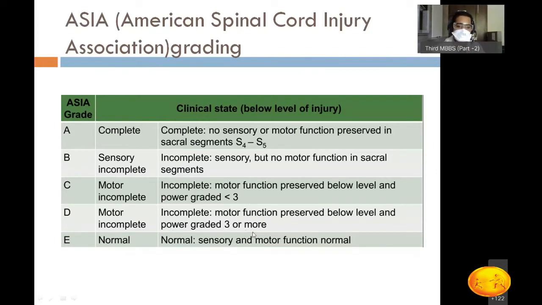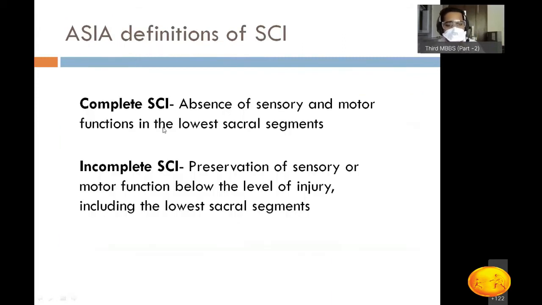Any one power, if it is more than 3, it will be graded as grade D. And grade E is normal sensory and motor function in both upper limbs and lower limbs. So the importance of examining the perianal sensation and external anal sphincter contraction is that they have defined a complete spinal cord injury and incomplete spinal cord injury based on that.